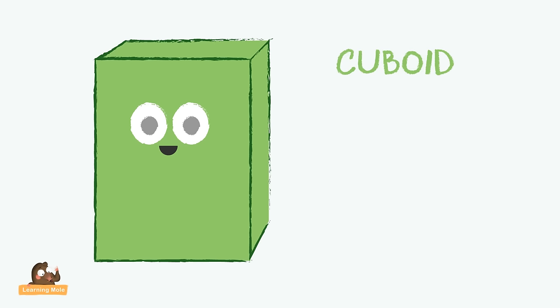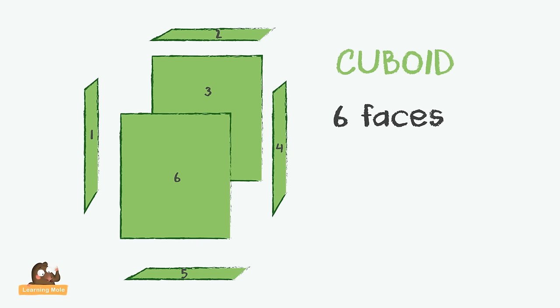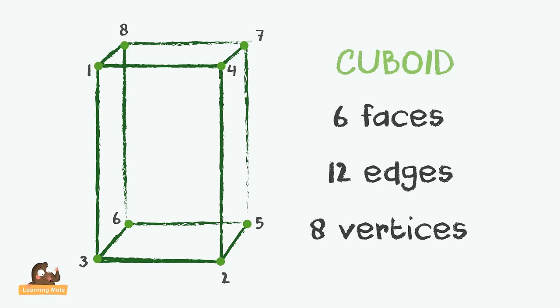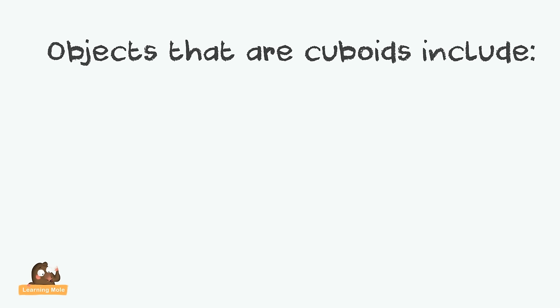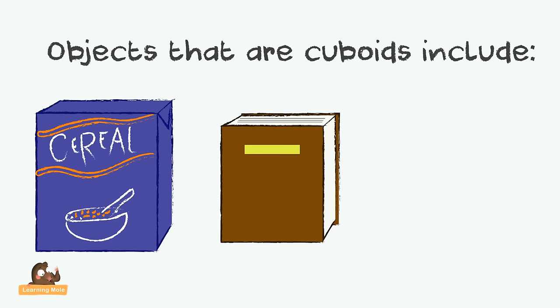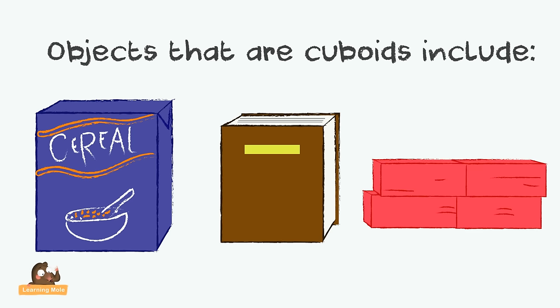Cuboid. A cuboid has six faces, 12 edges, and 8 vertices. Objects that are cuboids include cereal boxes, bricks.